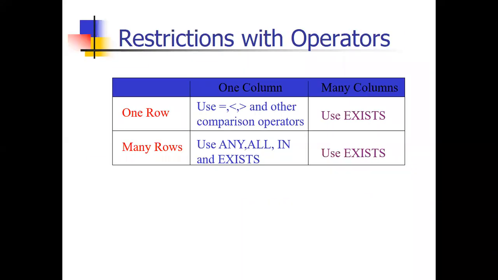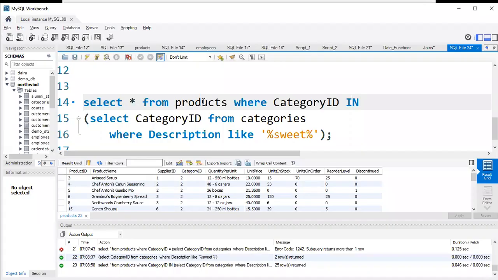So we have just seen IN. IN is used when your subquery is returning multiple values and you want to compare with any one of them. I want to show all the records which match any value of that particular subquery's output, a group of values. So we use the IN operator.